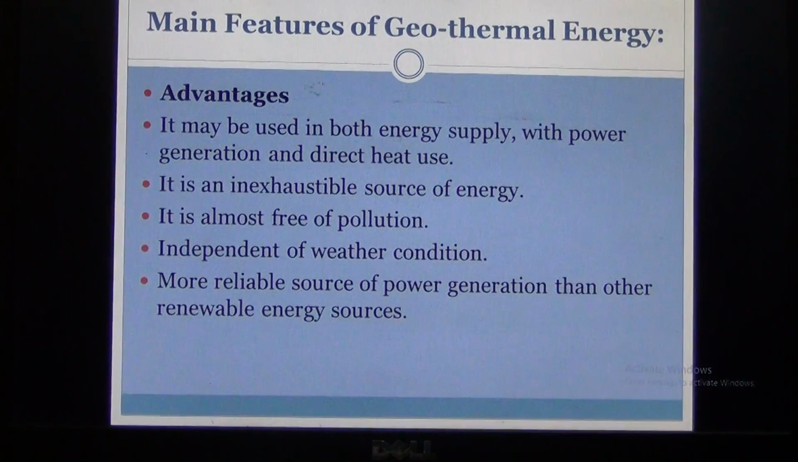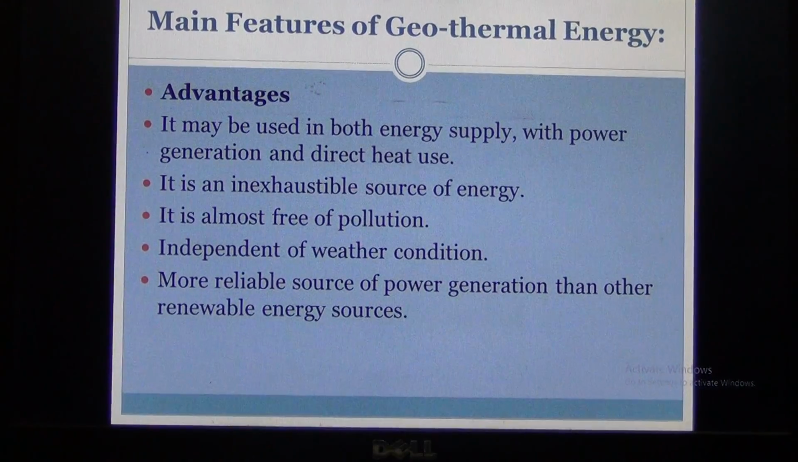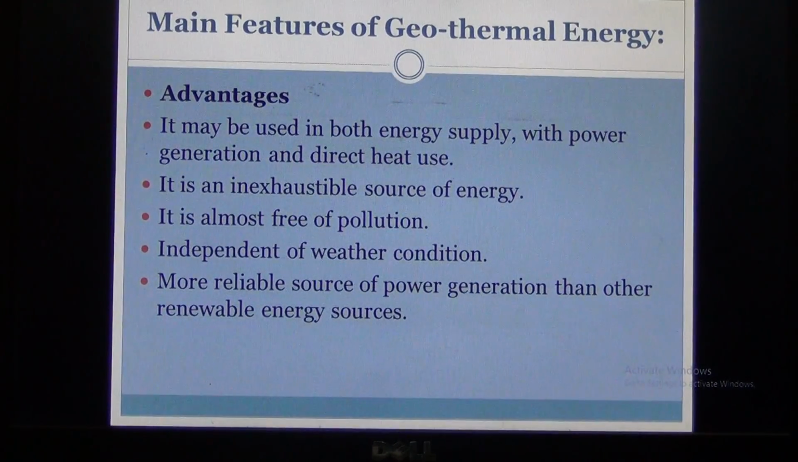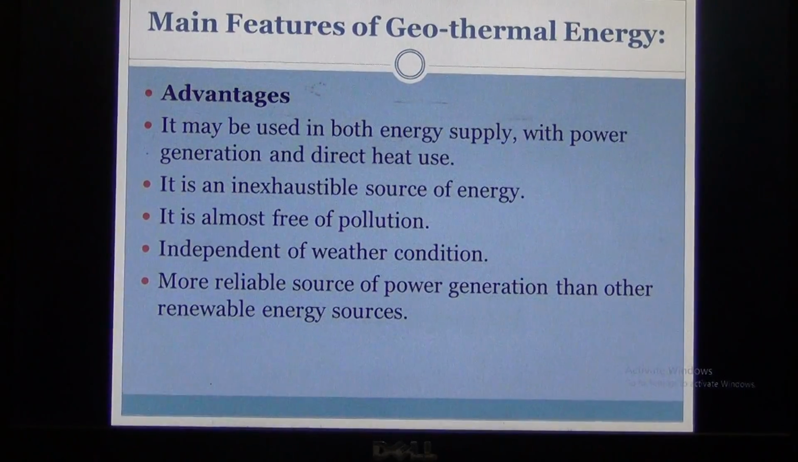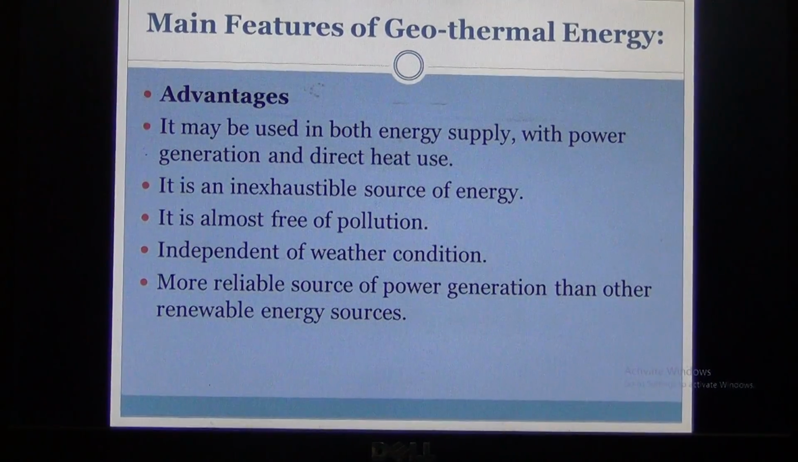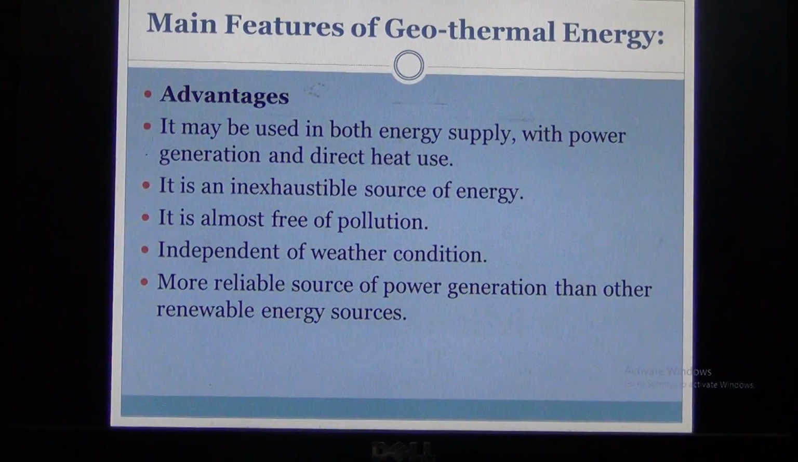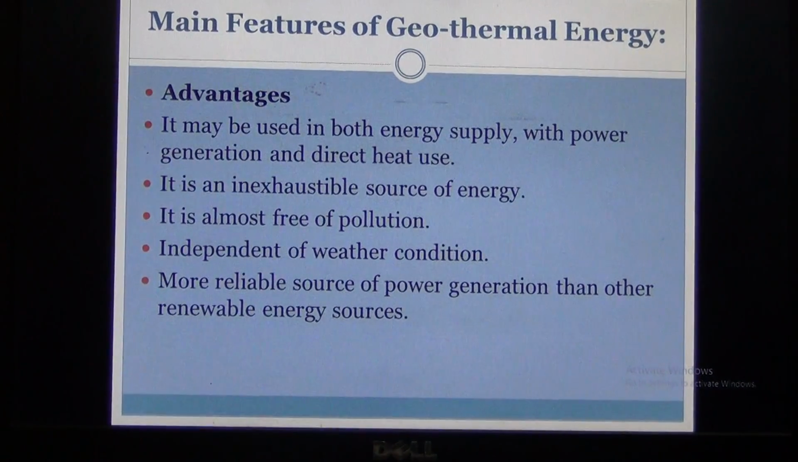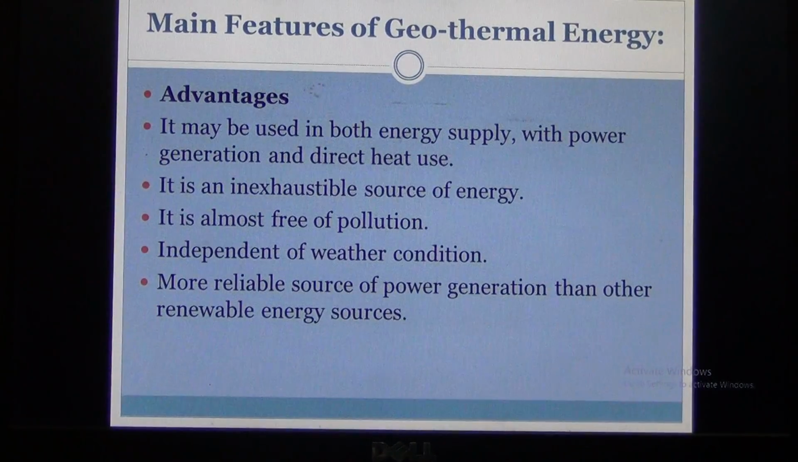Now we will understand the main features of geothermal energy. The advantages of geothermal energy are that it may be used in both energy supply with power generation and direct heat use. It can be used in power generation and directly for conversion of cold water to hot water and for steam for various other purposes. It is an inexhaustible source of energy. It is almost free of pollution, independent of weather condition, and a more reliable source of power generation than other renewable energy sources.